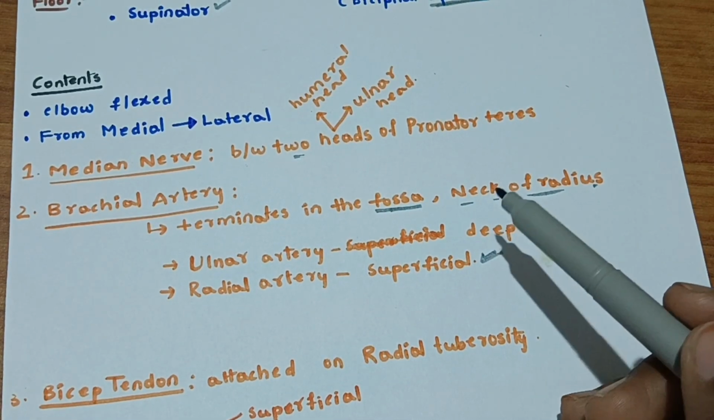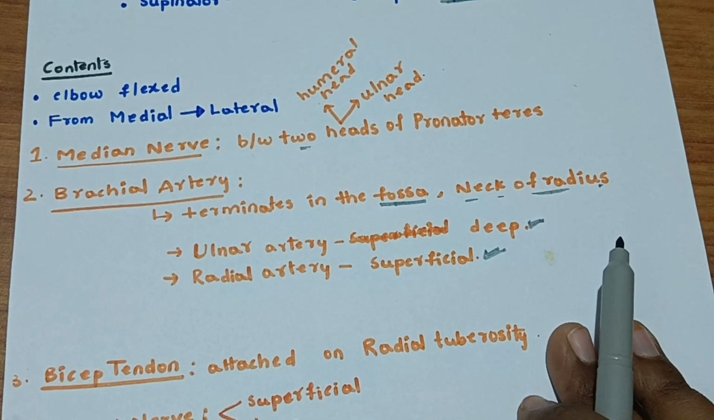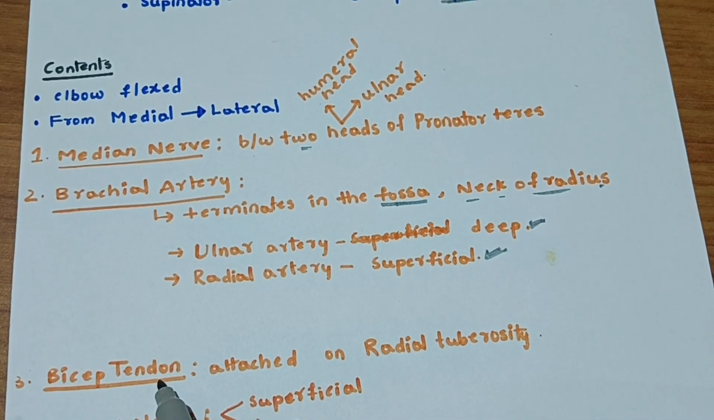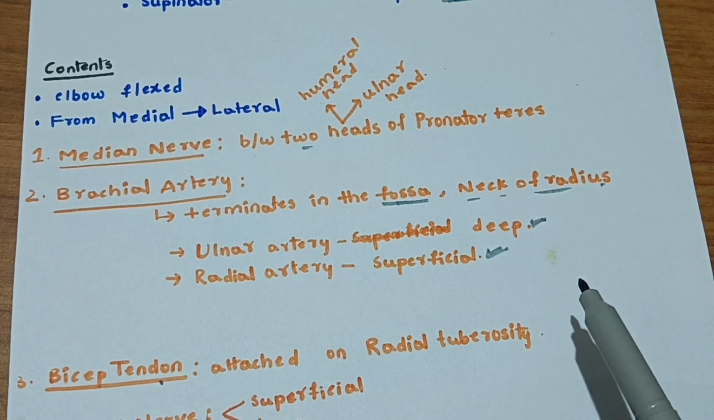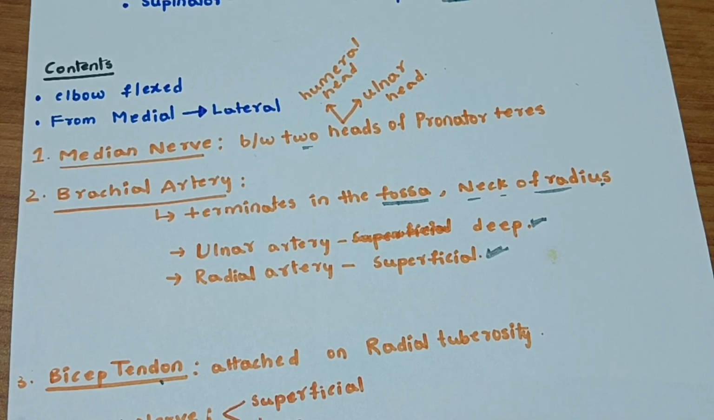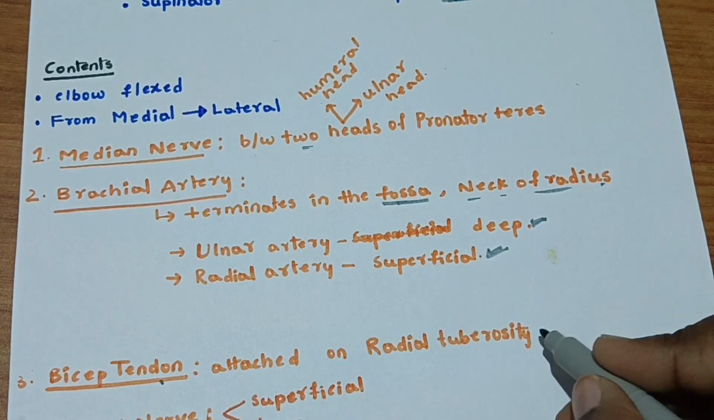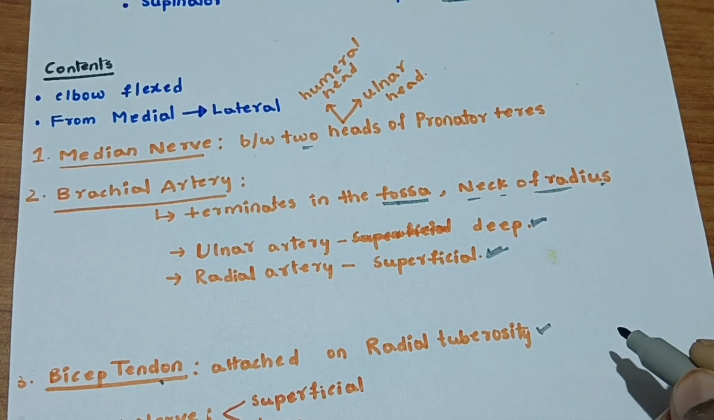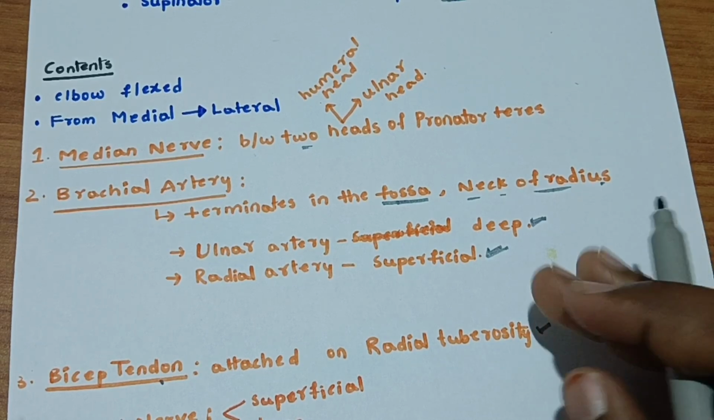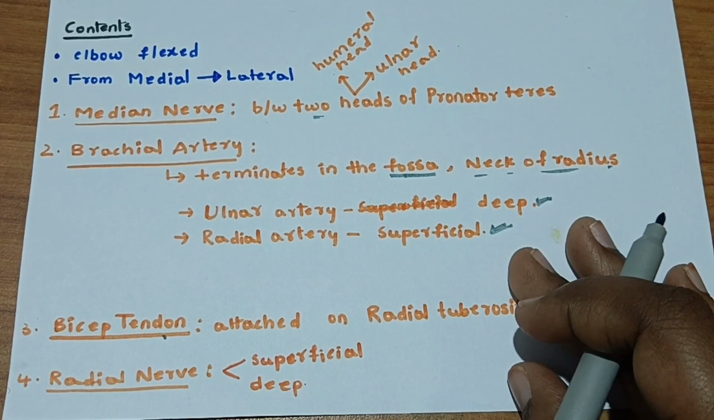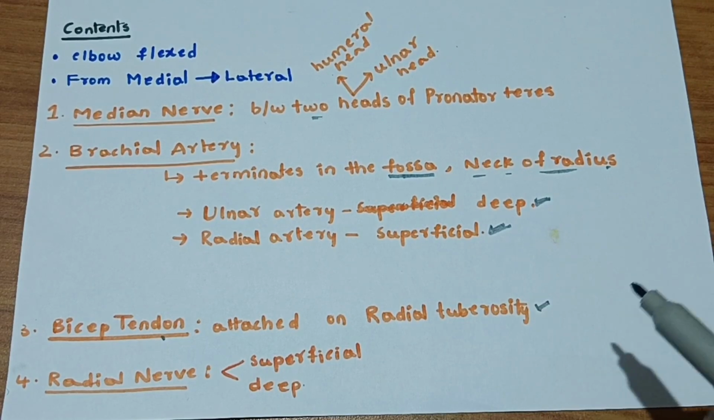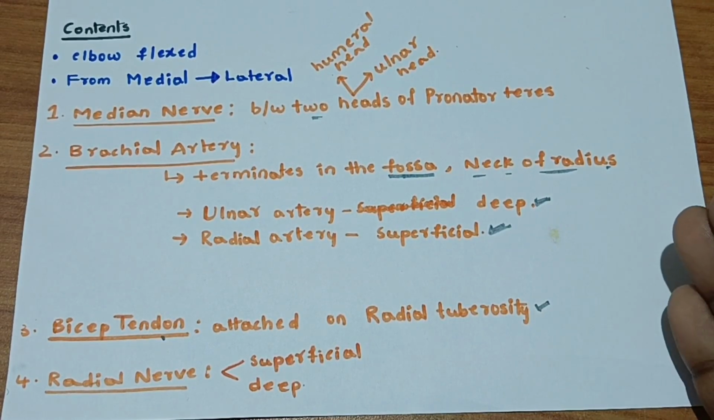Now, what is the third content? The biceps tendon. As I said, the biceps muscle is inserted as the biceps tendon and also the aponeurosis. It is attached to the radial tuberosity. And the fourth content is the radial nerve. The radial nerve is the fourth content, presented most laterally.